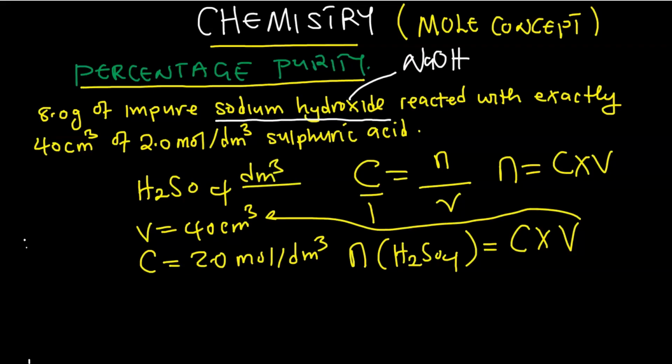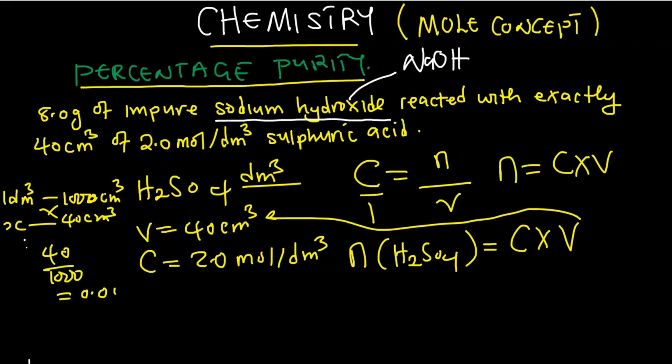How do you do it? You just divide this one by 1000, or you can say 1 decimeter cubic is equal to 1000 centimeter cubic. What about 40 centimeter cubic equal to x? So you cross multiply, which is just the same as 40 divided by 1000, and this one gives us 0.04 decimeter cubic. Try it out. Okay, so the volume we have it in decimeter.